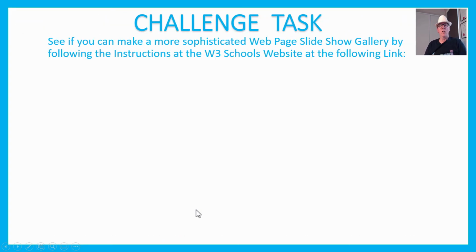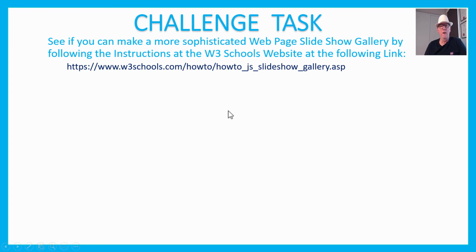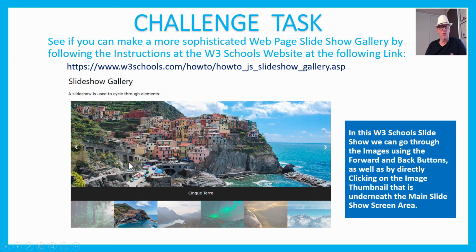So there is a challenge task. If you want to make a more sophisticated or a different type of website slideshow, go to this one. It's a .asp, and there are underscores in its name. But when you go to that, it'll show you how to make this slideshow. This is W3 Schools. It's got a slightly different one here that's like a photo album. So of your holiday to Italy, it looks like Positano or somewhere. It says Cinque Terre. Well, to Cinque Terre, wherever that is. Five Earth is what that'd be in French, I don't know.